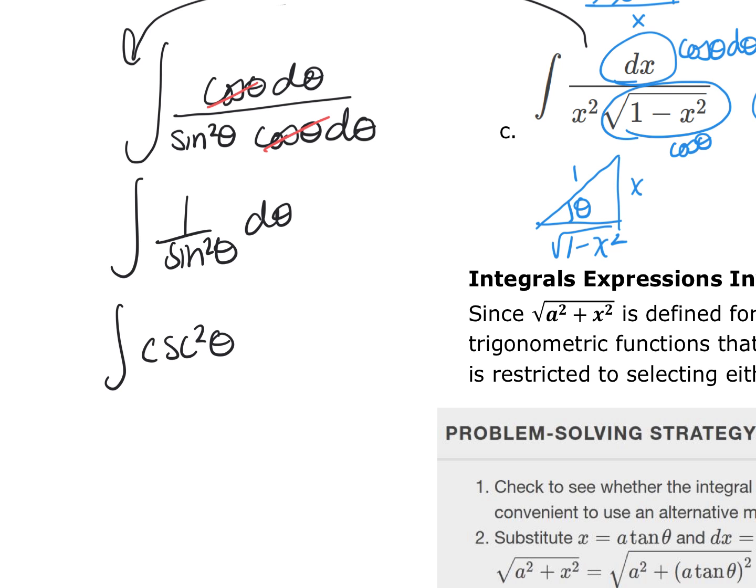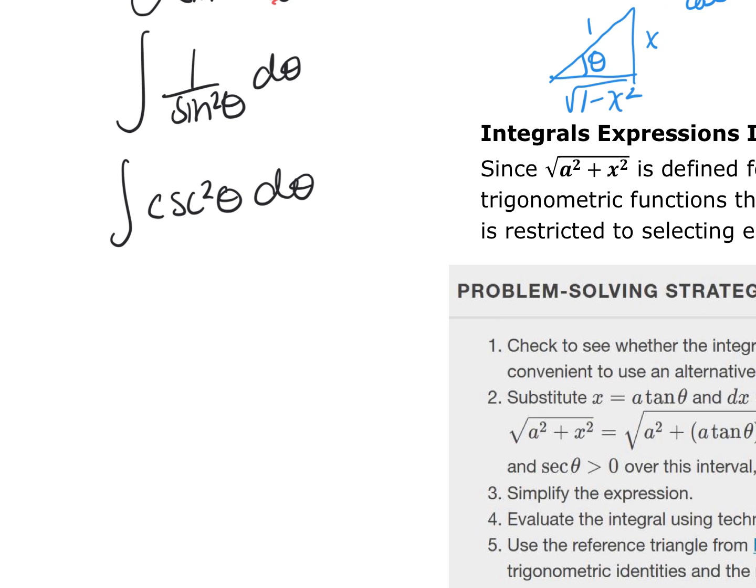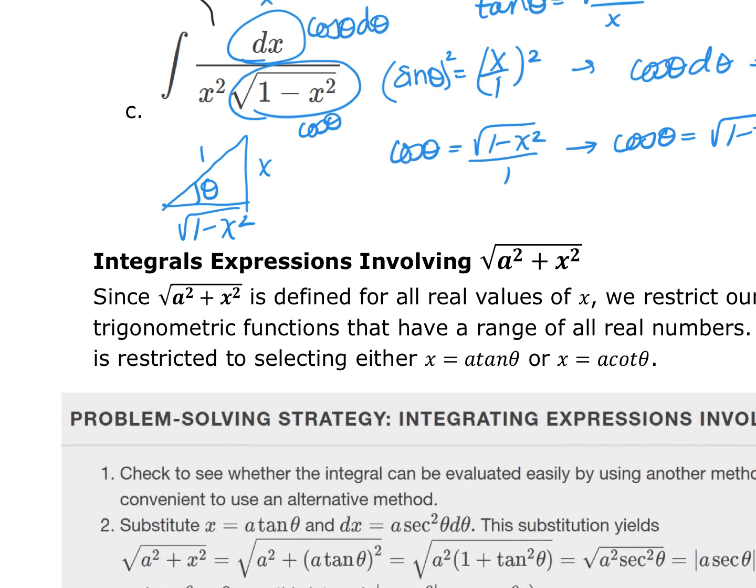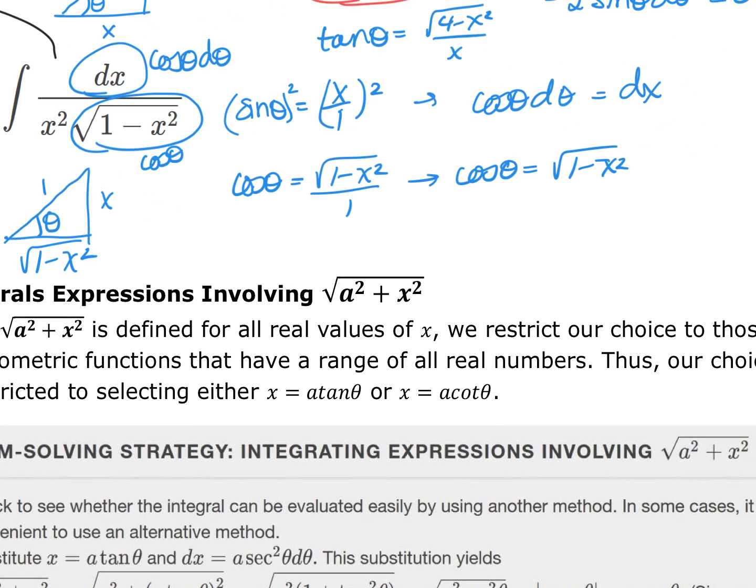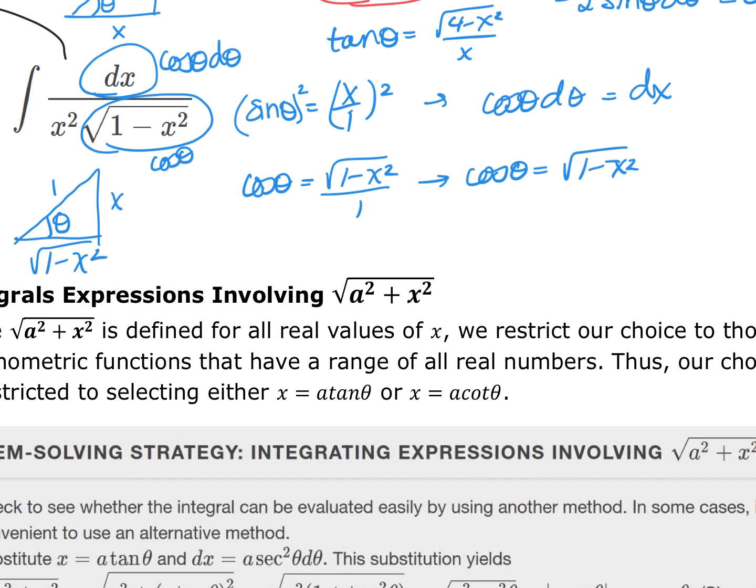And this is equal to the cosecant squared of theta d theta. And that gives me the negative cotangent. So this integrates into the negative cotangent of theta plus c. Well, over here I didn't have cotangent listed. So how do I back sub? Well, I can find cotangent.